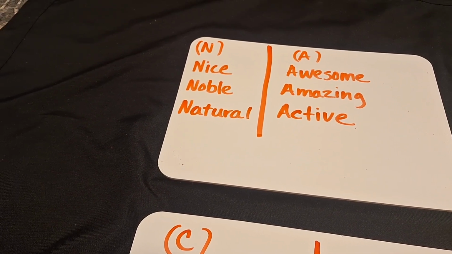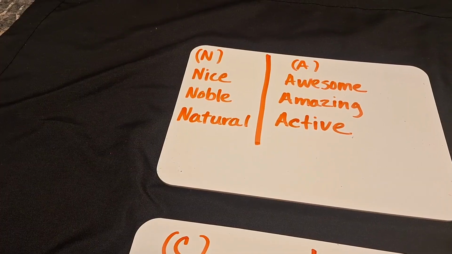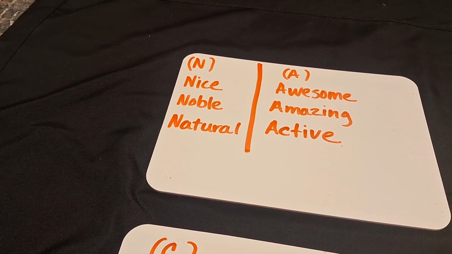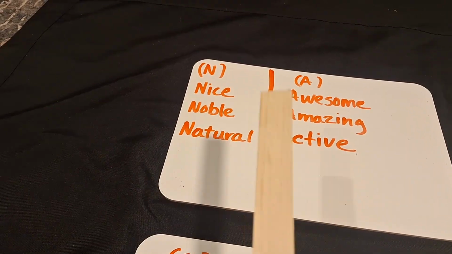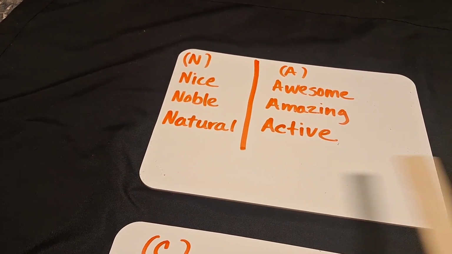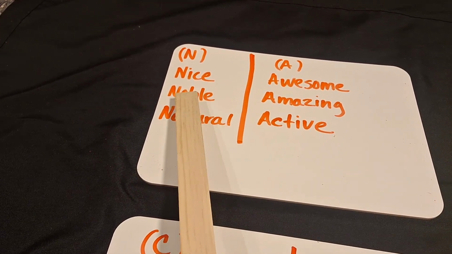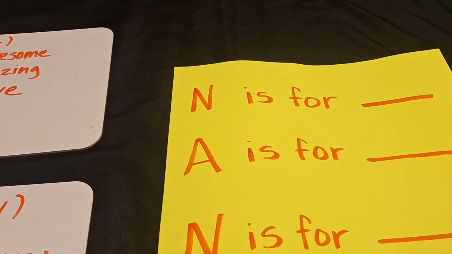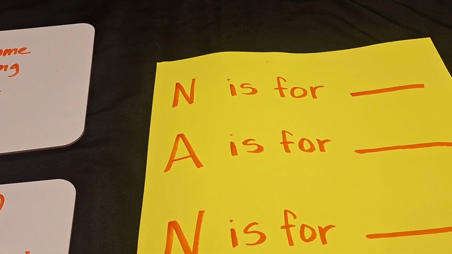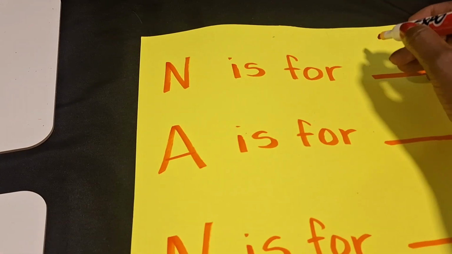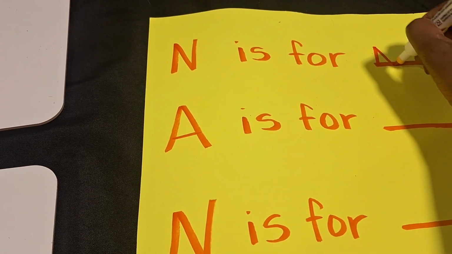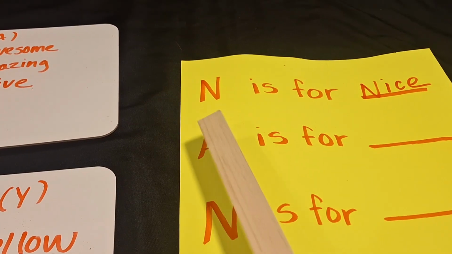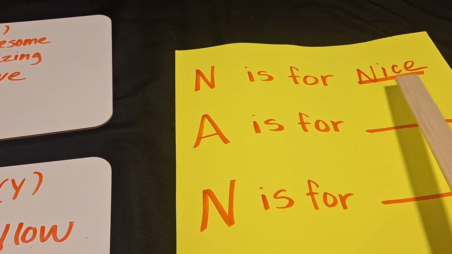Any one of those words would describe me. I am a nice person. I am noble. I'm honorable and courageous. And I'm natural. I'm just me. I'm not a phony. I am who you see, right? So we could say N is for, let's go with what? Nice. So that's the first word that you would put on the line for the acrostic. Nice. N-I-C-E. So N is for nice.